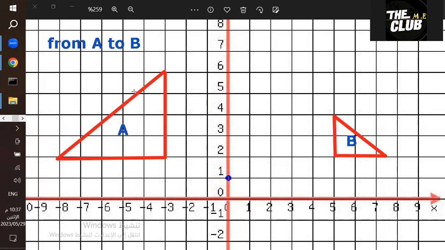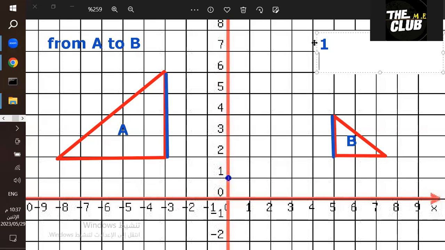How do you know how much it enlarged? That's the question. From A to B, you count any side. You take any countable side. The 4 became 2. So what's the scale? Half, or 2. Is it positive or negative?